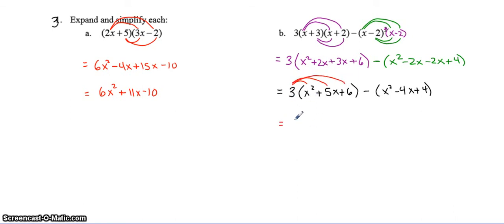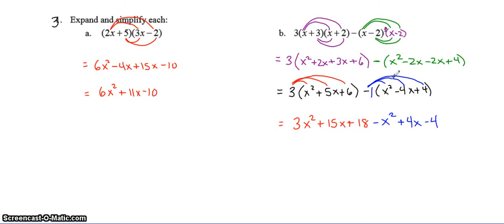So 3 times x squared is 3x squared. 3 times 5x is 15x. 3 times 6 is 18. Second half, this is a negative, which is like a negative 1 being multiplied with each of these. Negative 1 times x squared is negative x squared. Negative 1 times negative 4x is positive 4x. Negative 1 times positive 4 is negative 4.